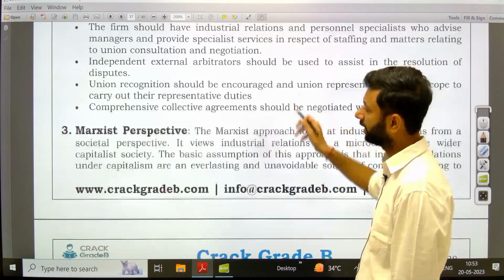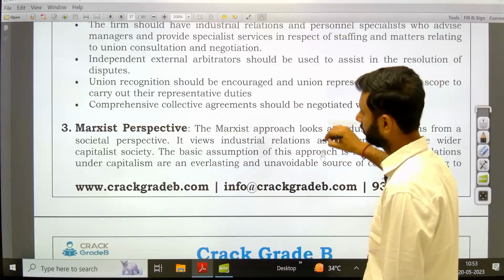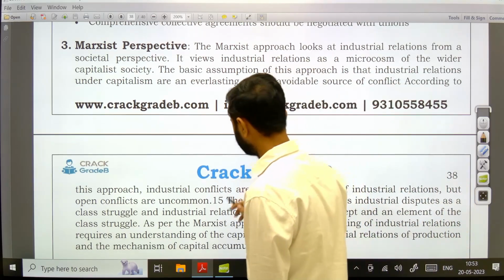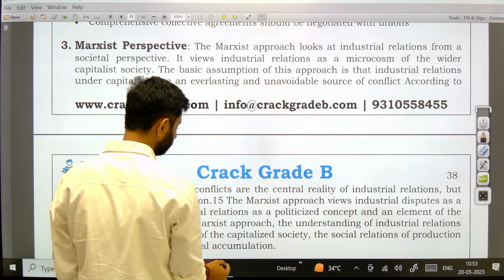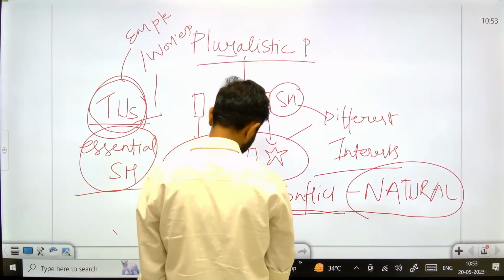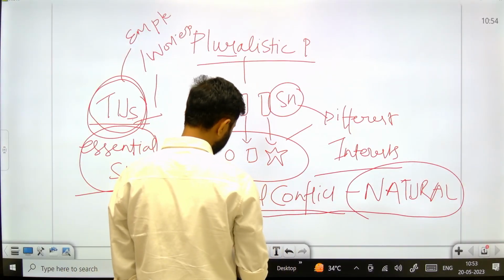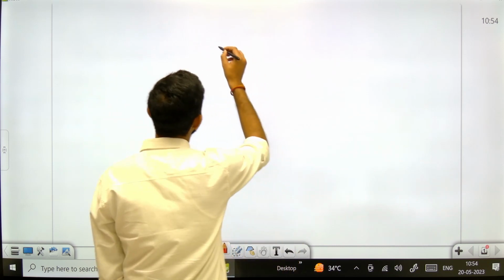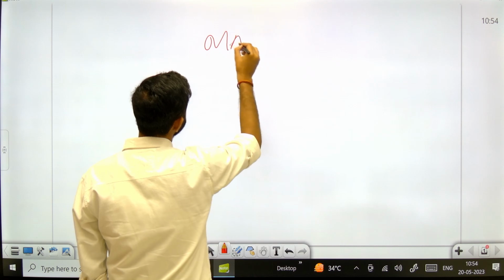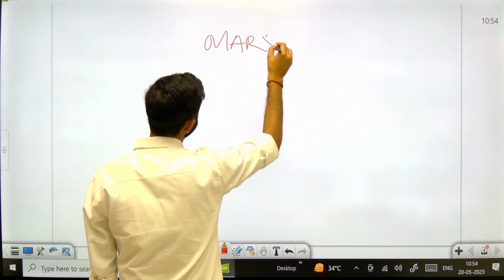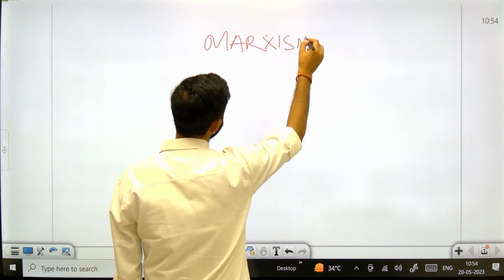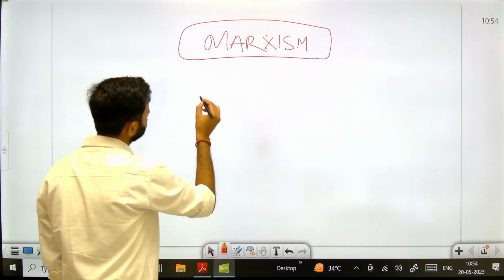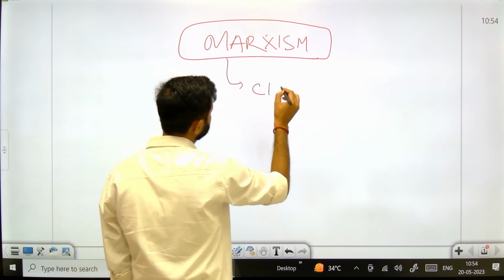Now let's move to the next most important perspective, the Marxist perspective. The Marxist perspective is based on the philosophy of Marxism. And what was the philosophy of Marxism? Can anybody tell? All of you must have heard about Marxism. It's a very famous philosophy, a very impactful philosophy. It talks about class struggle.